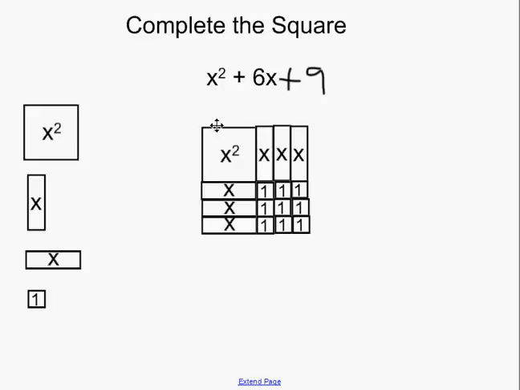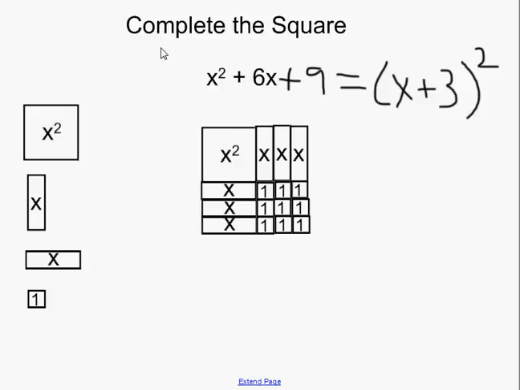Well, notice that this length is x plus 3, and this height is x plus 3. So I've just created a square that has area x plus 3 times x plus 3. So this square has area x plus 3 quantity squared. So we've completed the square.